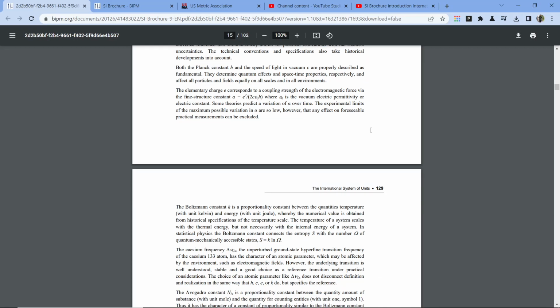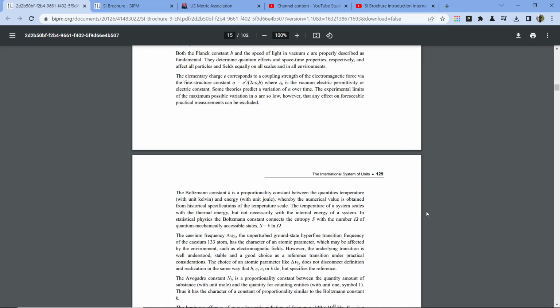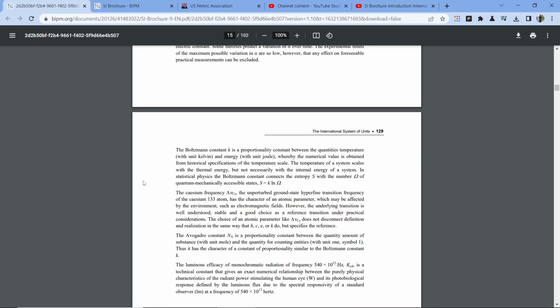The Boltzmann constant k is the proportionality constant between the quantity temperature with the unit Kelvin and energy with unit joule, whereby the numerical value is obtained from historical specifications of the temperature scale. The temperature of a system scales with the thermal energy, but not necessarily with the internal energy of a system. In statistical physics, the Boltzmann constant connects the entropy S with the number omega of quantum mechanically accessible states, S equals k ln omega.